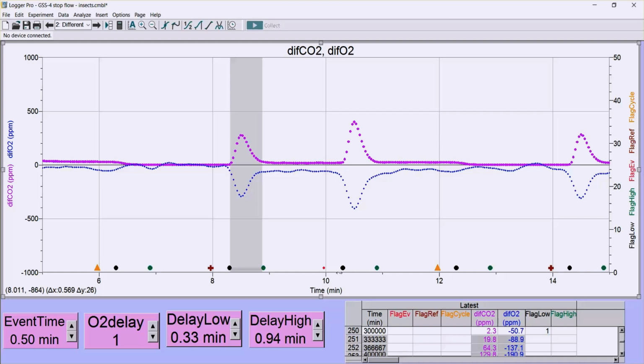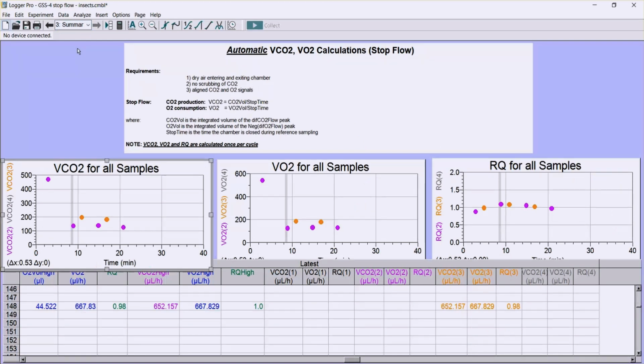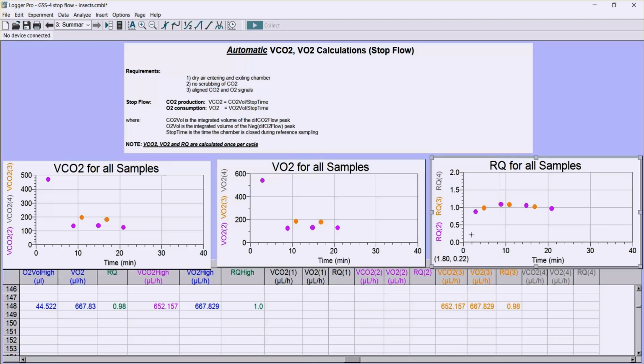So once you've set these parameters, the software does all the calculations, and we can go to page 3, which is our summary page, where those data are displayed. So we have VCO2, VO2, and the respiratory quotient, which is the ratio of the two, displayed here. The calculation and the formulas are explained in this text box as well, and the actual numbers are shown in the table below.